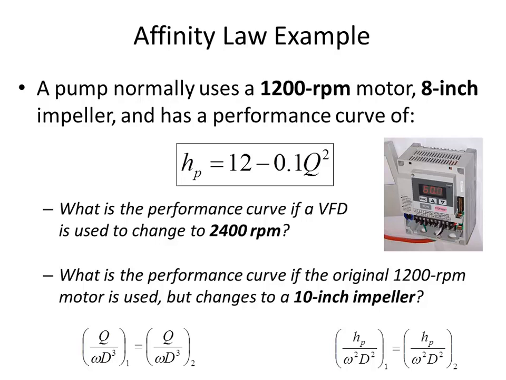So what I'd like you to do now is use the same 1200 RPM motor, but what if they went from the 8-inch diameter impeller to a 10-inch diameter impeller? So make the same kind of substitution into both sets of equations and find out what will be the new performance curve with a 10-inch impeller.